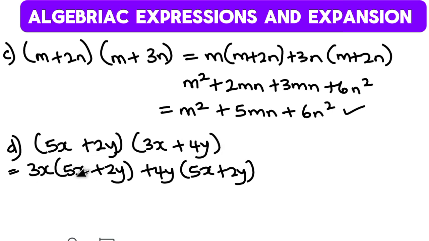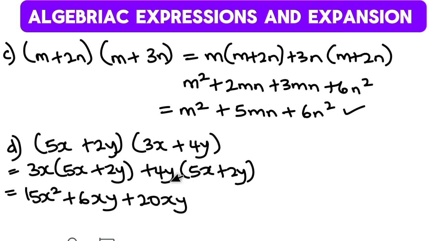3x times 5x is equal to 15x squared. 3 times 5 is 15. X times x is x squared. 3x times 2y is 6xy. 3 times 2 is 6. X times y is xy. Plus 4y times 5x is plus 20xy. 4 times 5 is 20. Y times x is xy. Plus 4y times 2y. 4 times 2 is 8. This is plus 8y squared. Y times y is y squared.